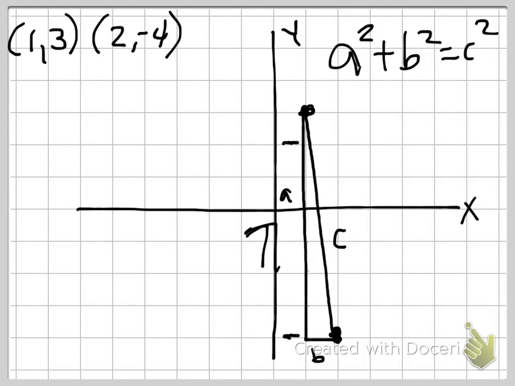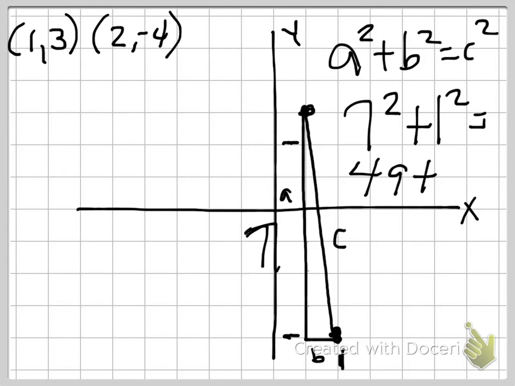Okay? And so now we're going to count B. So we only count 1 time. So B is 1. So now we're going to say our 7 squared plus 1 squared will be our C squared. So 7 times 7 is 49, plus 1 is 50.